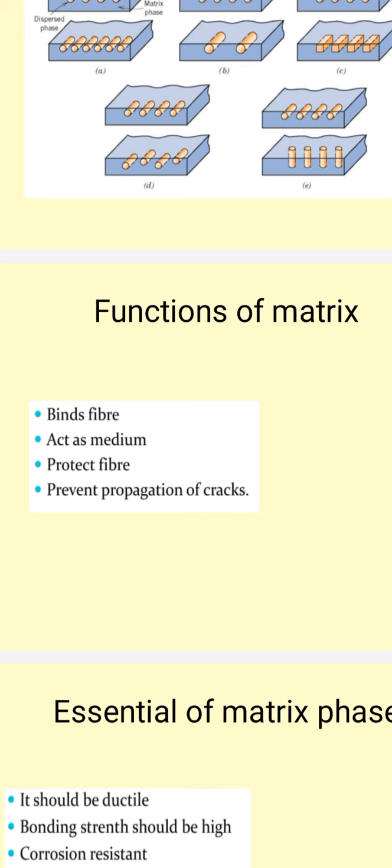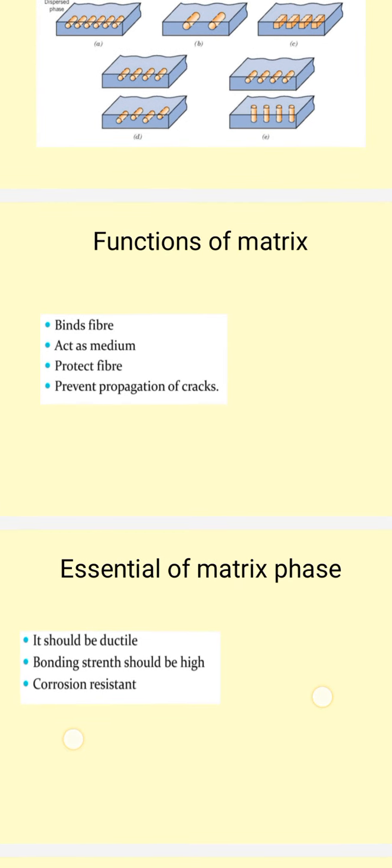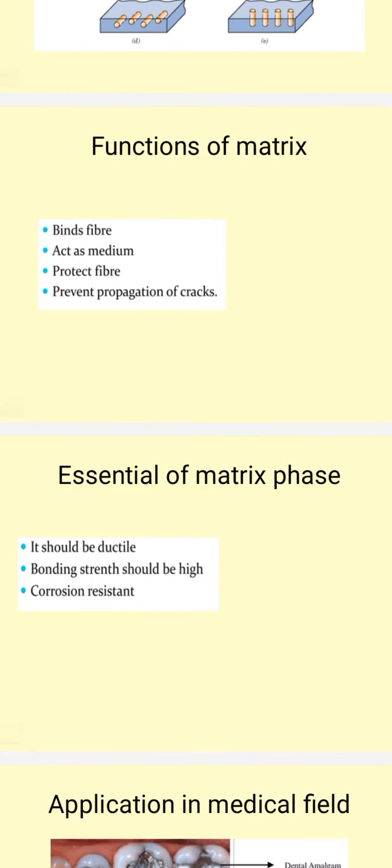Next important thing is a function of the matrix. It binds the fiber, acts as a medium, protects fiber, prevents propagation of the cracks, which is very necessary thing. Essentials of the matrix phase. It should be ductile, bonding strength should be high, and it must be corrosion resistant.